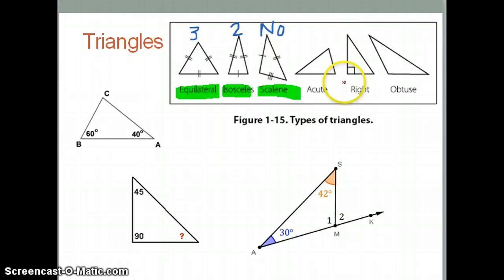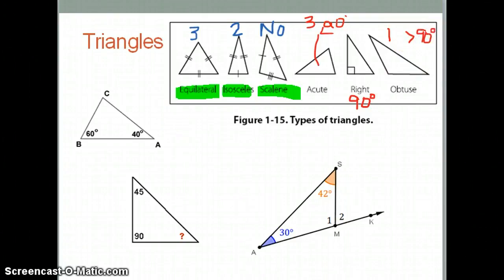We also, this chapter then talked about acute, right, and obtuse triangles. Acute meant all three angles are less than 90 degrees. So we couldn't have any 90-degree angles in there. If we had a right triangle, we had exactly one 90-degree angle. And if we had an obtuse triangle, we had one angle that was greater than 90 degrees.